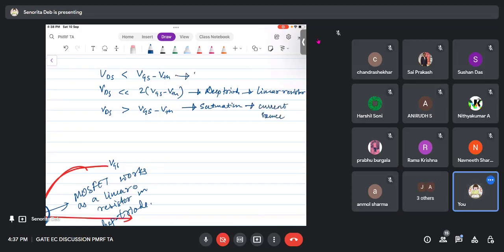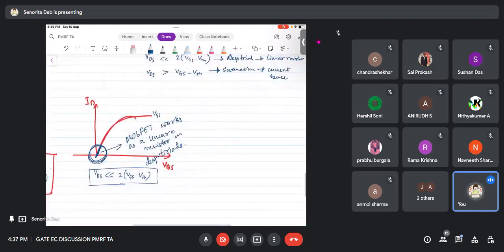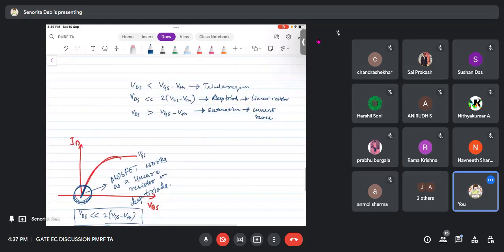From BJT, the difference is that the BJT works as a current source in active region. Here that region is called saturation region. So mind that difference, don't get confused. You can take a photo if you want. Then I will go to the next thing.